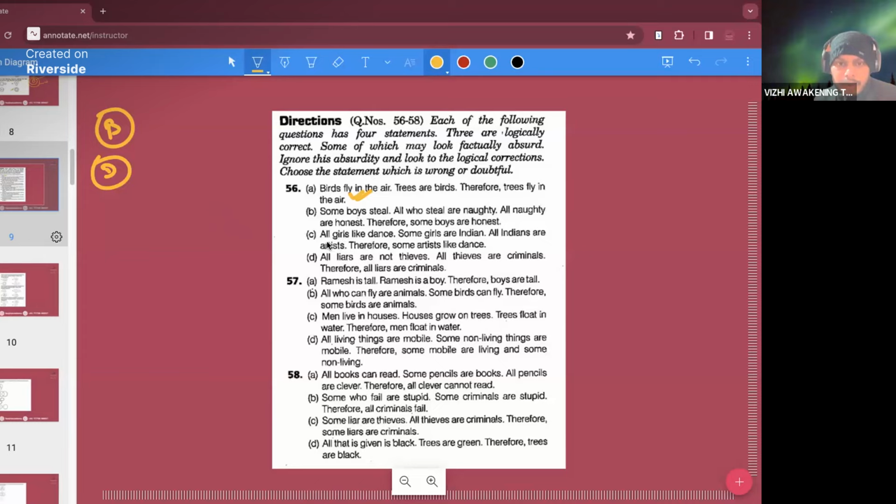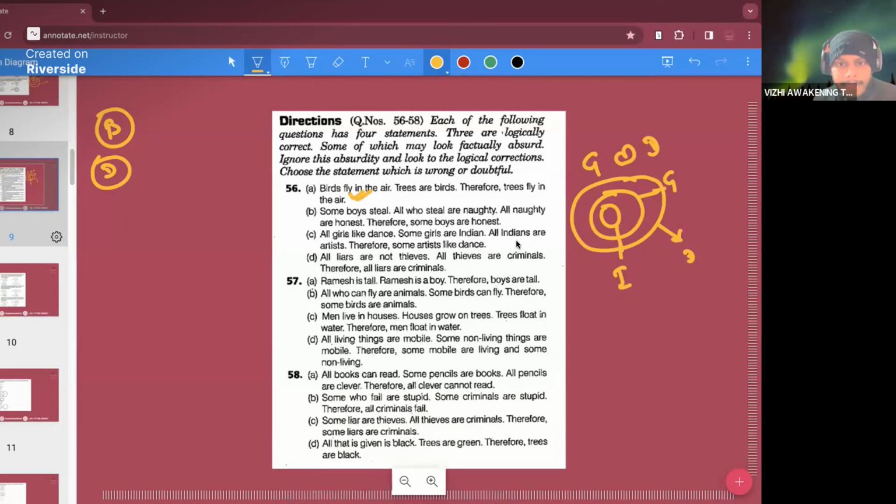All girls like dance. Some girls are Indians. So some of the girls, let's say Indian, and all of these girls like dance. So this is your dance, and this is your Indian. All Indians are artists. Therefore, some artists like dance. Yes, that is correct. Some artists like dance.